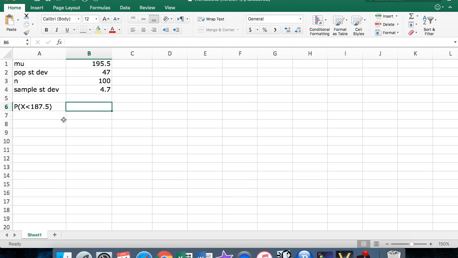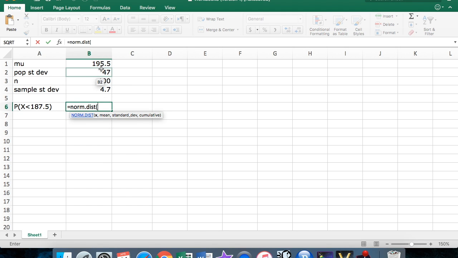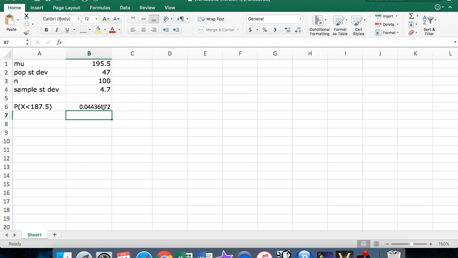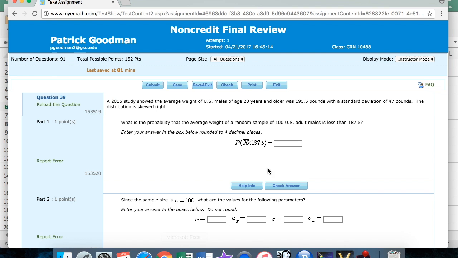Okay, since this is a normal distribution, the cumulative part's always going to be 1. Just remember that. So we want to find the probability less than, it's NORM.DIST. Throw in my x, the value, 187.5. My mean is the population mean. That's my best point estimate for my sample mean. Then your standard deviation is not the population standard deviation because we took a sample, so it's this 4.7. And then it is always cumulative. So there we go. It's right around 4%. So that is your solution.